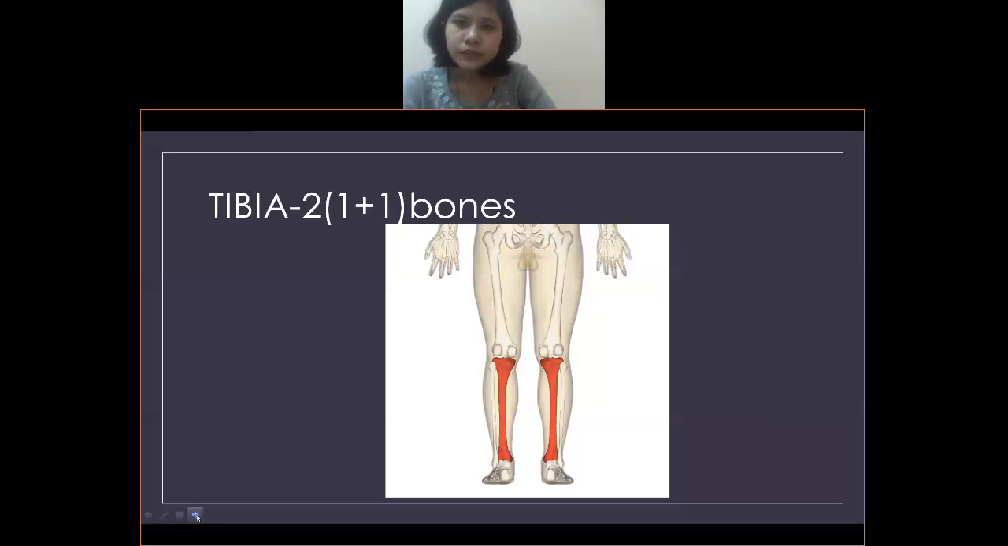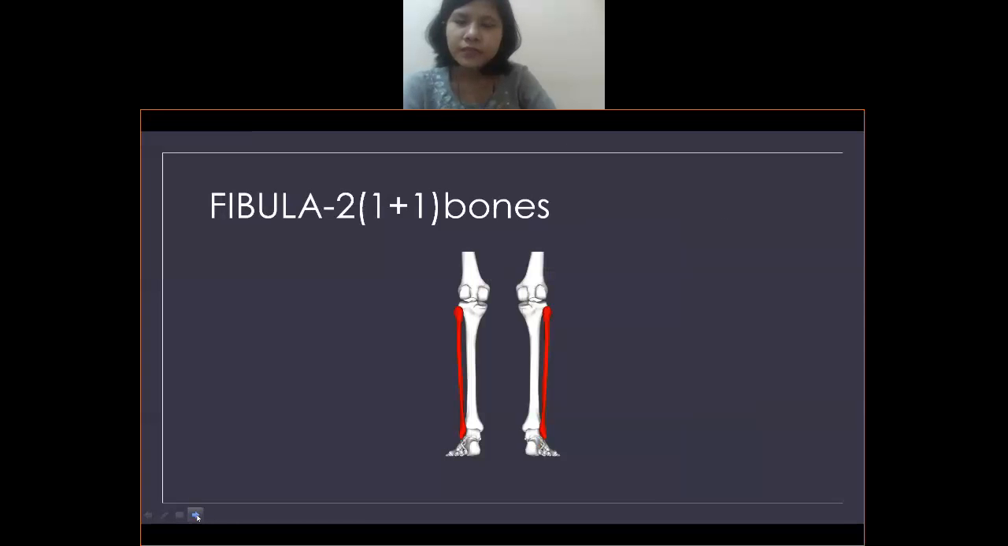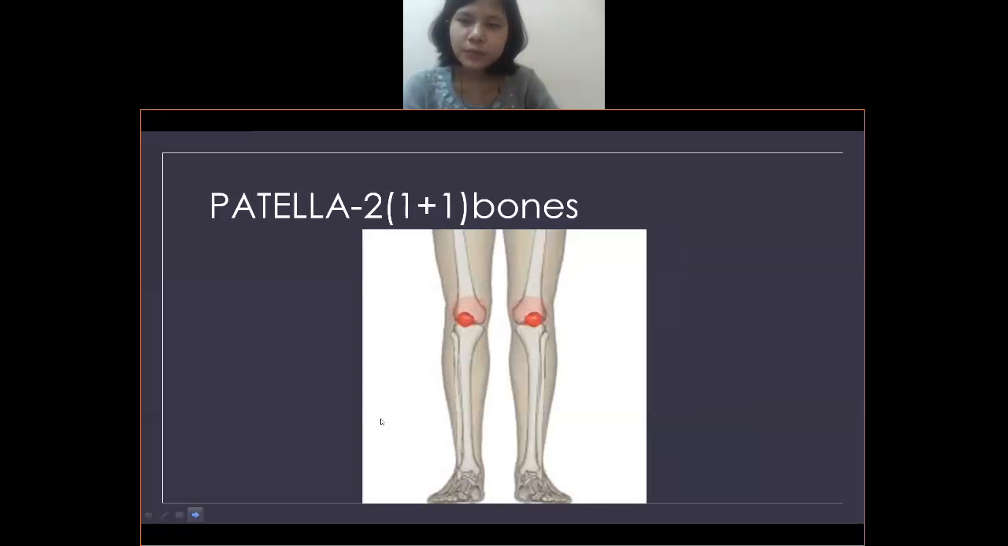Next is fibula. This is your fibula, 1 and 1. So 1 plus 1, 2. So fibula you have 2. Next is patella, or you can say kneecap. So this is your patella.